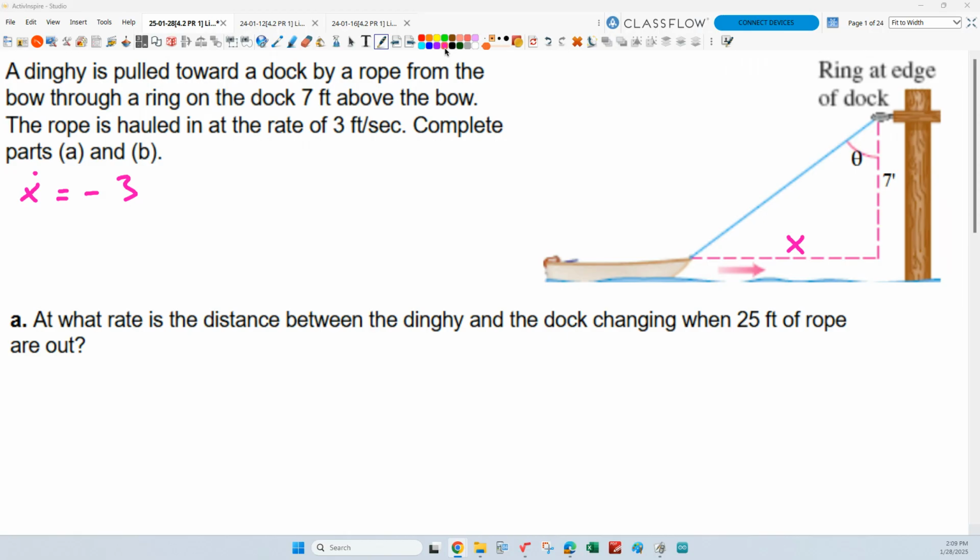Okay, what else? We might need another variable. Okay, should I make y a variable? No, how come? Because it's constant. So I don't want to make y a variable. Okay? I want to leave it as a 7. Well, what else do I need? I need the hypotenuse. So let's call that like z or something.